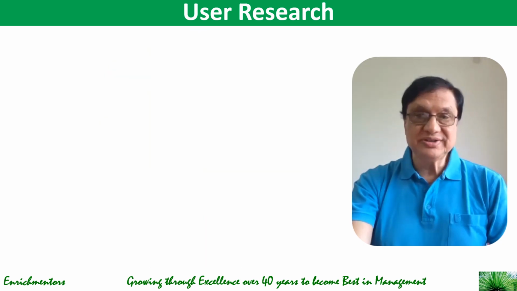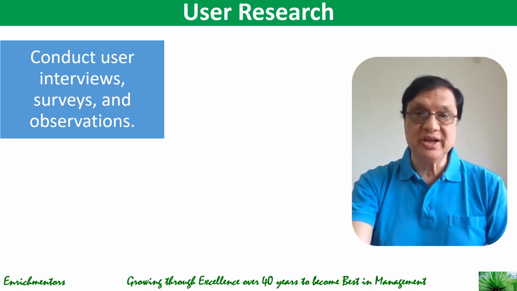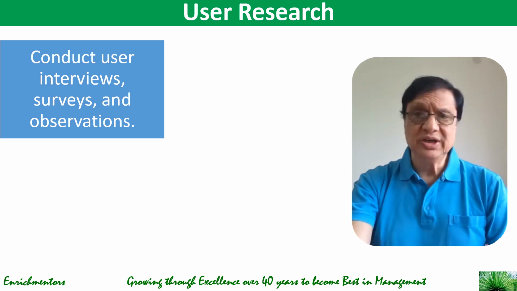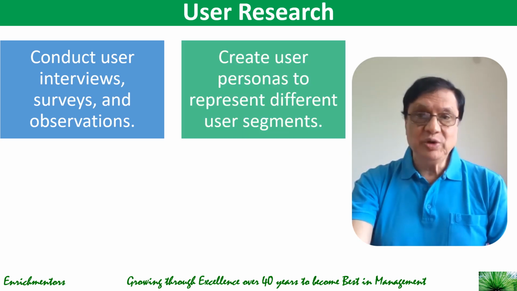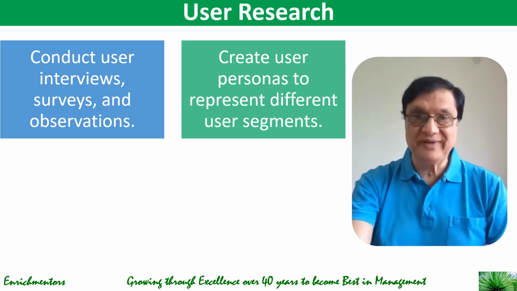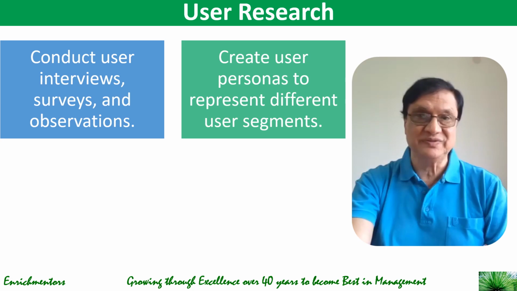What you need to do is a few things. First, you need to conduct user interviews, surveys, and observations. There you understand what the user is using today, what areas he or she is happy about, and what she's not happy about. This can also come through observations. Then you create user personas to represent different user segments. You will find different types of users, and there you create user personas to represent different user segments. We will show you an example of what these user personas are as we go forward.